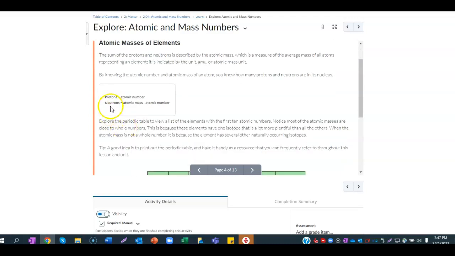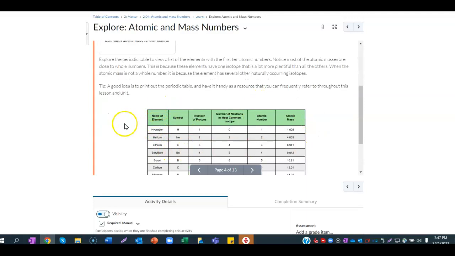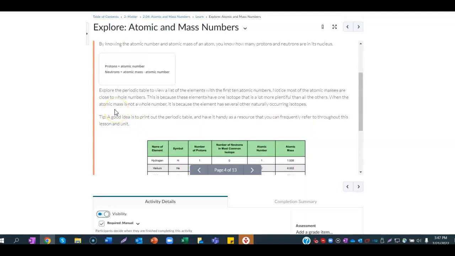If you're looking for the number of neutrons, you're going to subtract the mass from the atomic number. So if we look at this information, it says explore the periodic table to view a list of elements with the first 10 atomic numbers. Notice that most of the atomic masses are close to whole numbers. This is because these elements have one isotope, and they're a lot more plentiful than the others. When the atomic mass is not a whole number, it's because the element has several other naturally occurring isotopes.